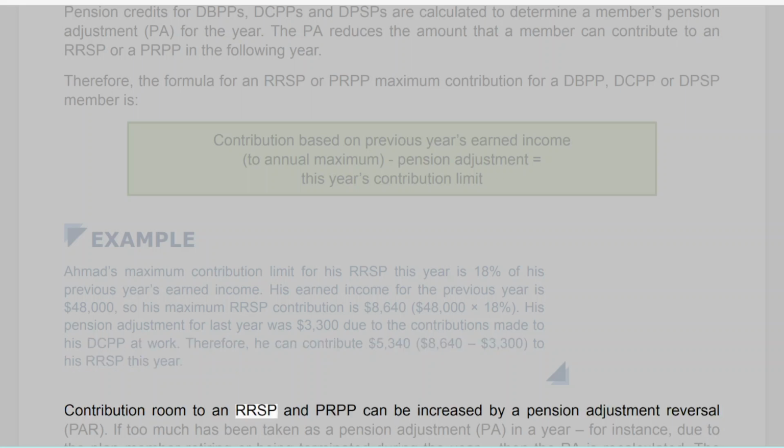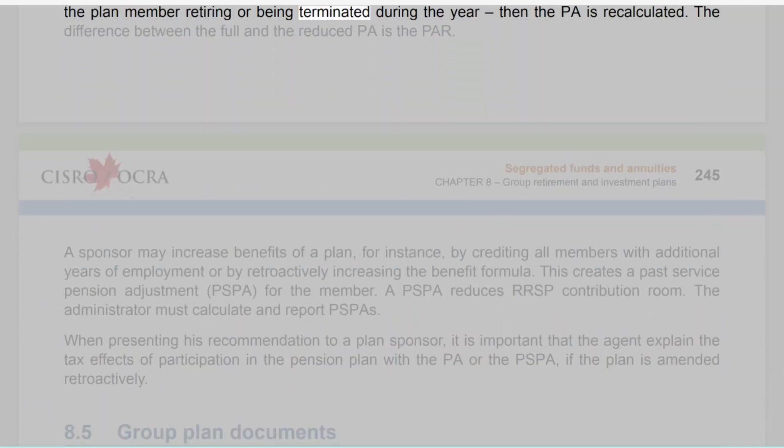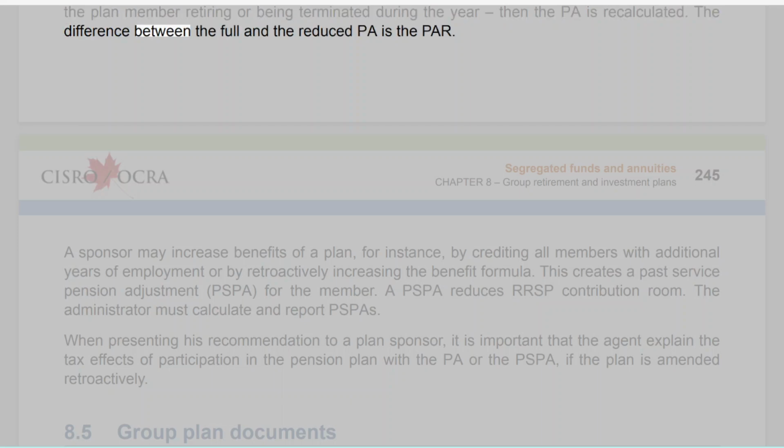Contribution room to an RRSP and PRPP can be increased by a pension adjustment reversal (PAR). If too much has been taken as a pension adjustment (PA) in a year, for instance, due to the plan member retiring or being terminated during the year, then the PA is recalculated. The difference between the full and the reduced PA is the PAR.